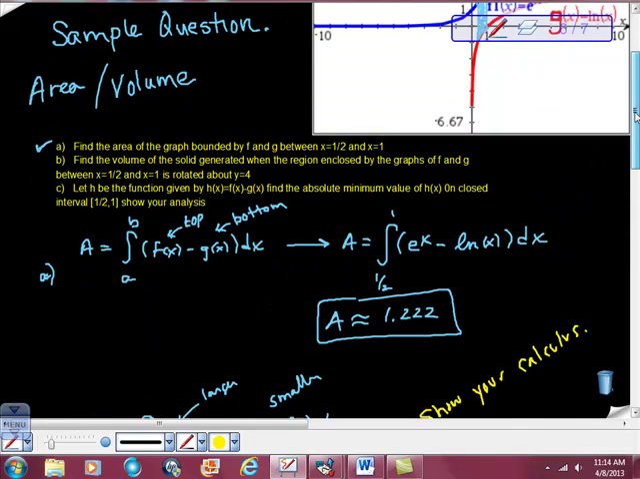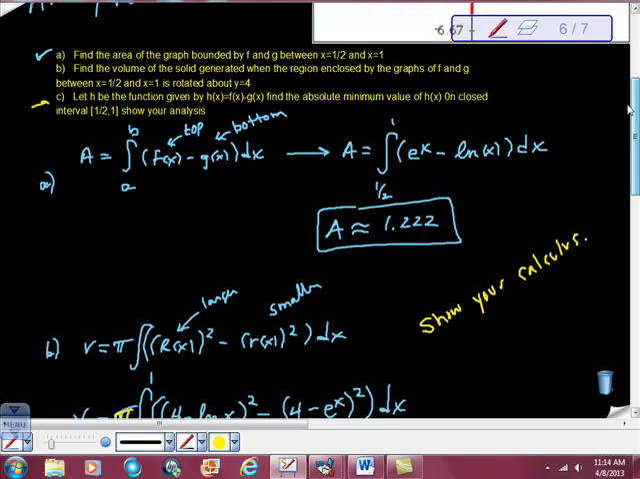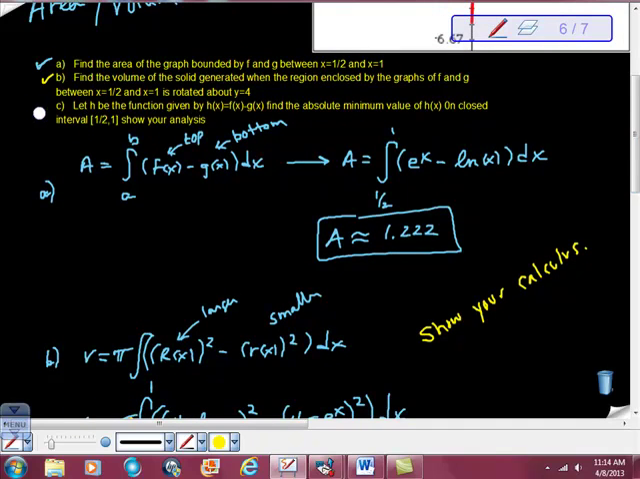All right, let's see if we have time to look at this last piece right here. It says let h be the function given by h of x is equal to f of x minus g of x. And we want the absolute minimum value of that. So the way I think I'm going to do this is this. We want the minimum value. I said I should check this thing off, so check this off. We did this. So let's move on to part C.